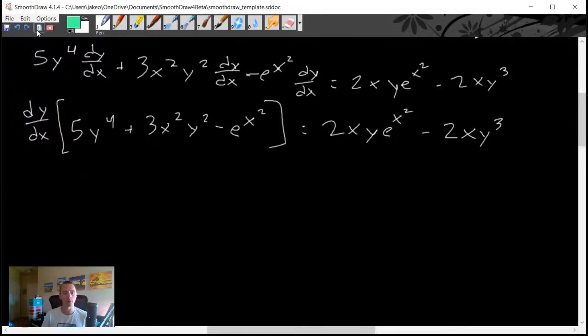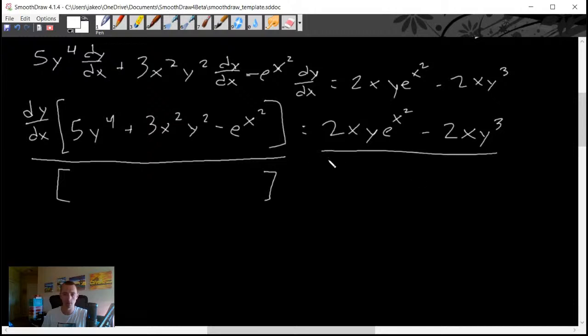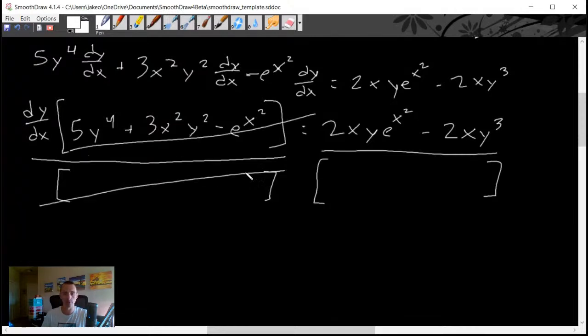And the reason why that's so nice is if you have dy dx times a bunch of stuff, and that's the entire left side of your equation, what can you do to get the dy dx all by itself so that it's solved for? You can simply divide both sides of your equation by all the stuff within the brackets here. And then that will cancel. I'm not going to write that all out again, but that will cancel with this whole thing here.